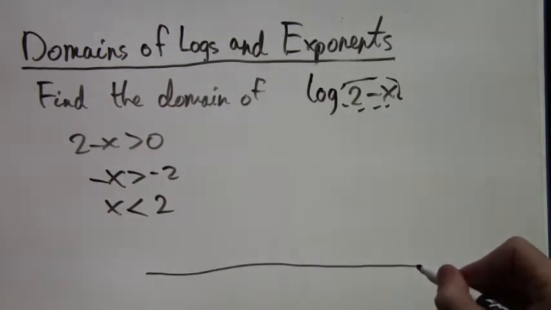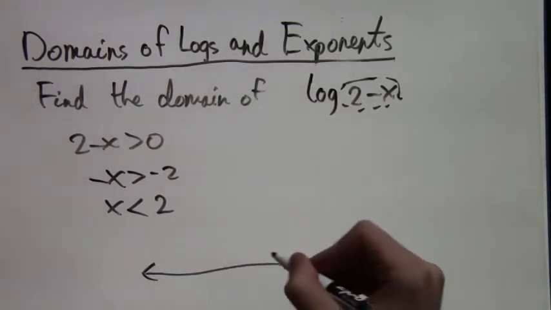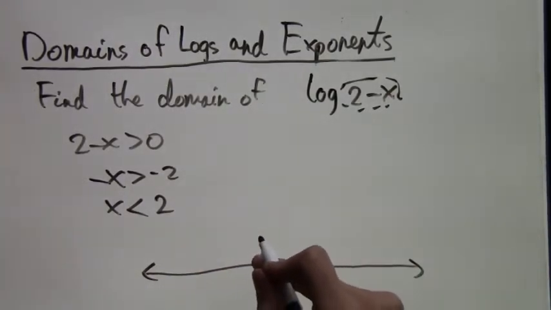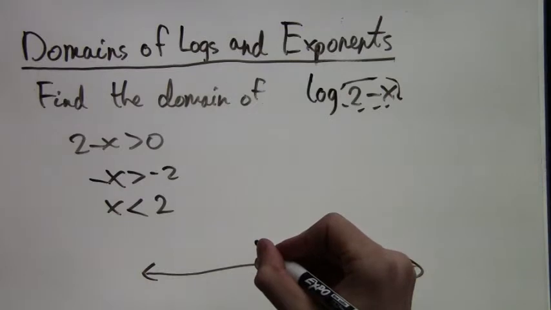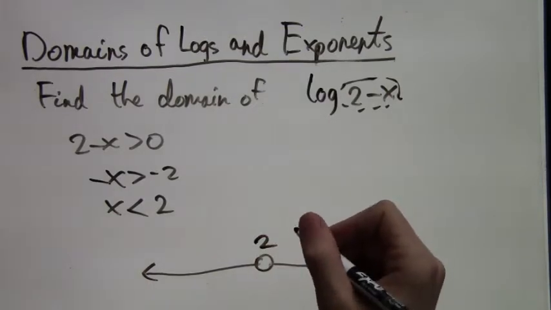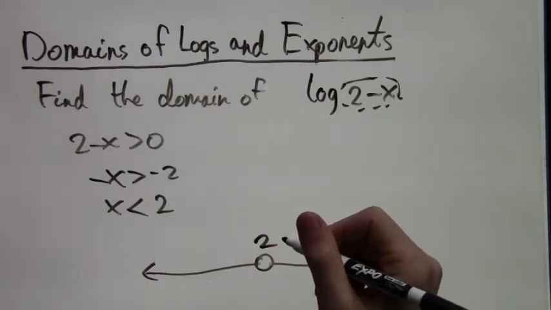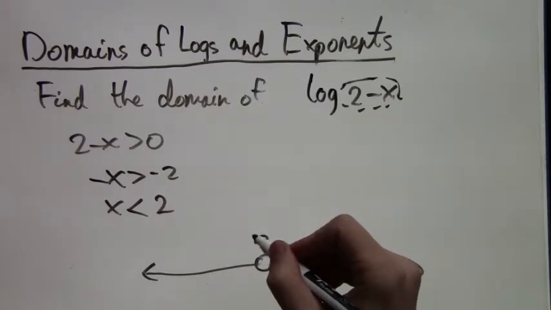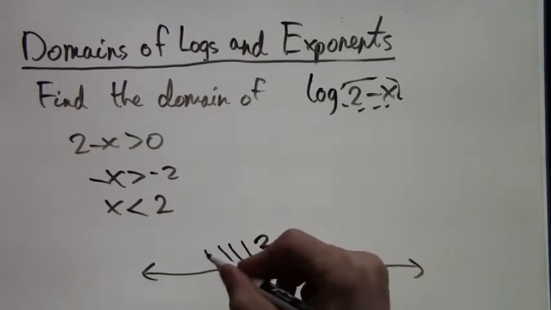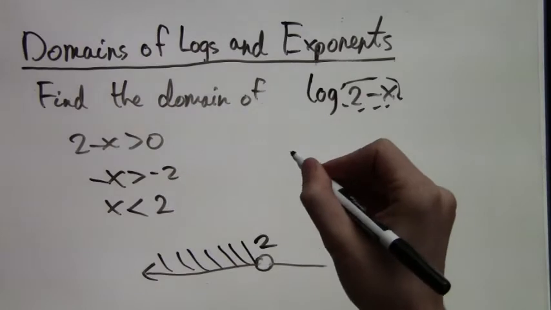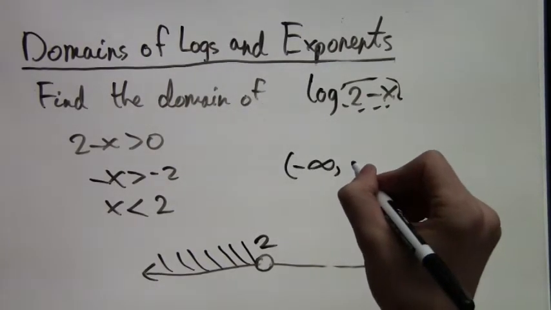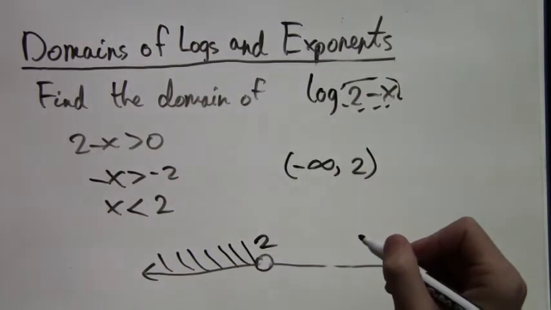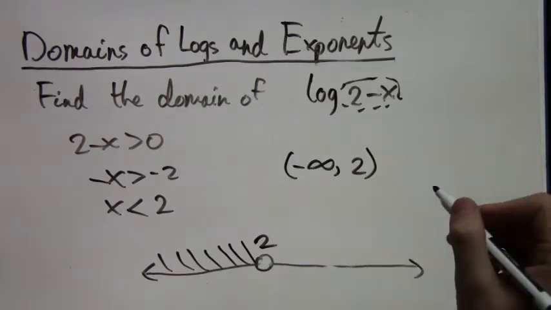And again, we just draw it on the number line here. We'll mark 2 with an open circle because it's strictly less than. And then we highlight the part that is less than. And finally, we just write it in set notation, negative infinity to 2 with parentheses because the endpoints are not included. And that is the answer.